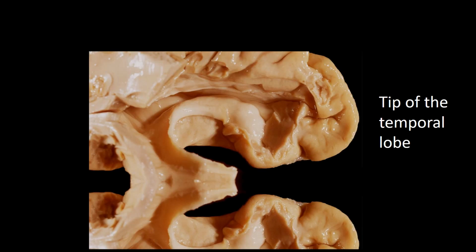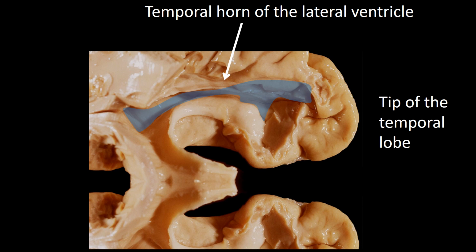You will be hearing much about the hippocampal formation in the future, but for now, I want to mention a few salient features that can be seen in this specimen. I have labeled here the temporal tip in order to orient ourselves. I have now shaded the left temporal horn of the lateral ventricle. I am now indicating the left amygdala.